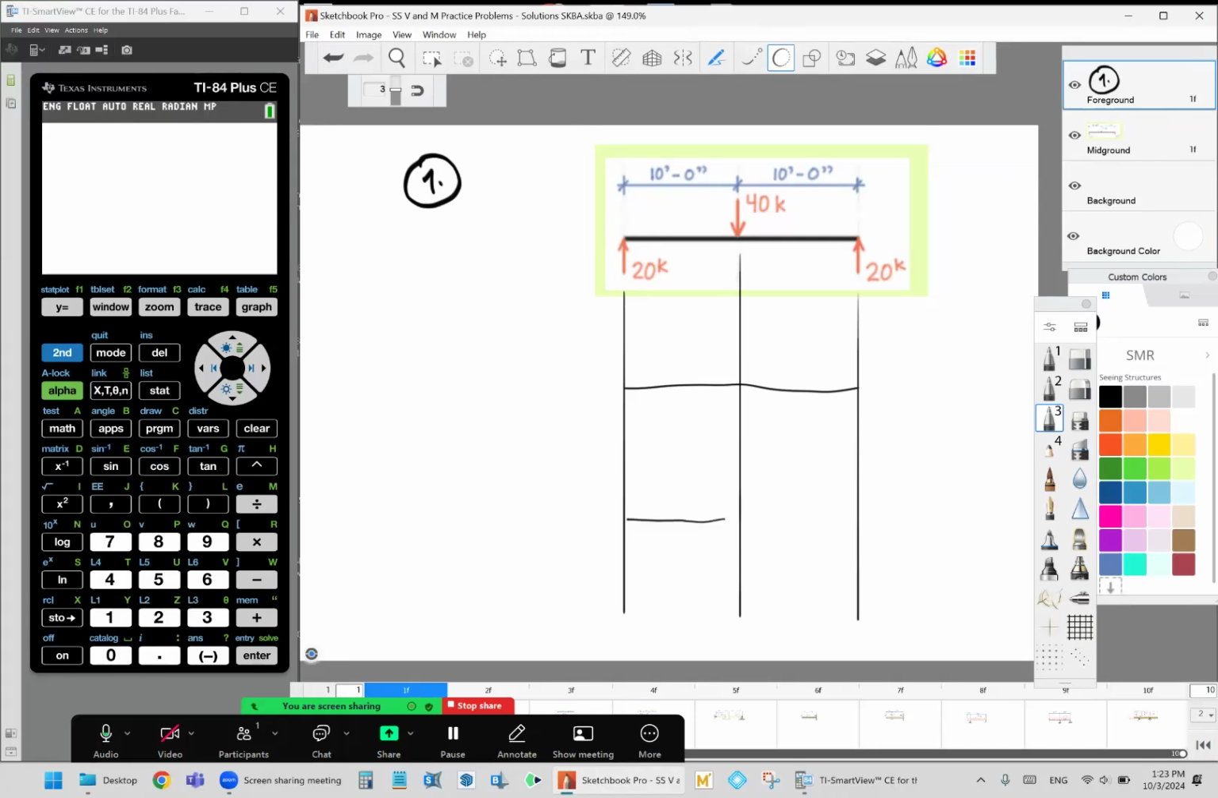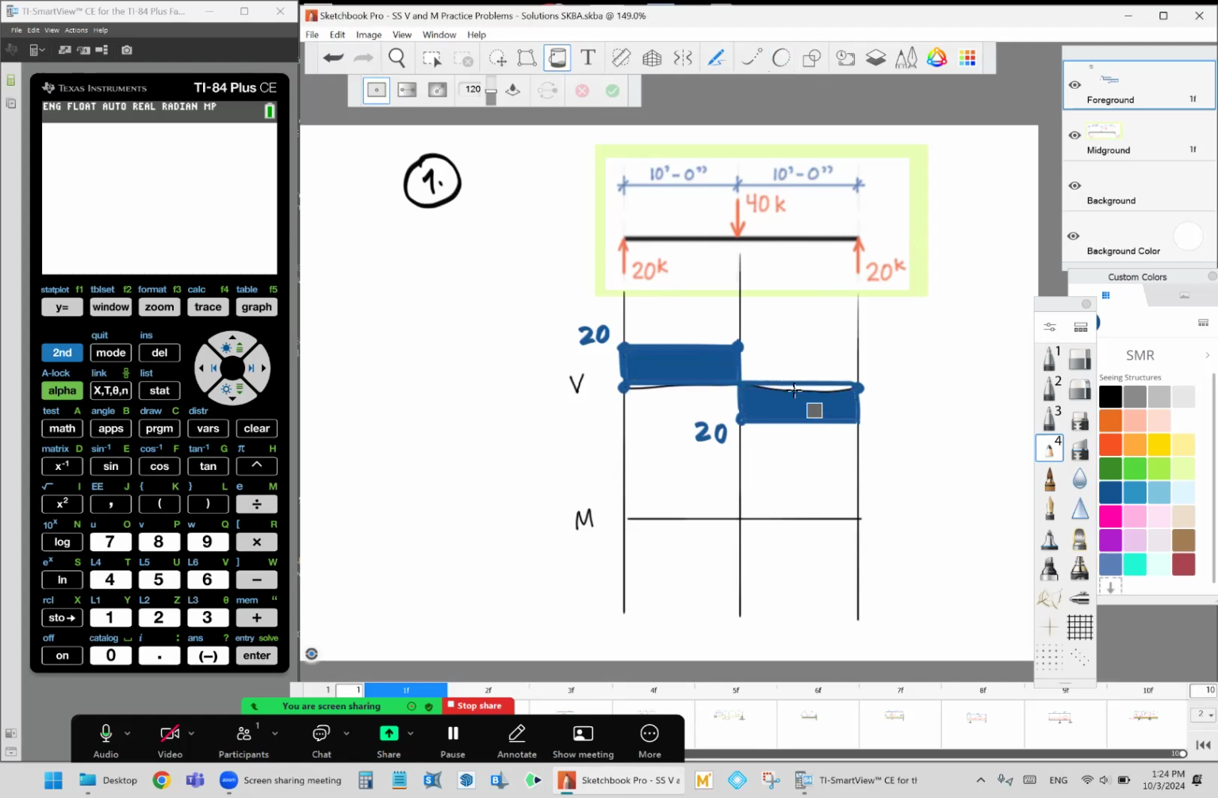But we're going to do something like this. To our shear diagram and our moment diagram. And for our shear diagram, start at 0, follow the direction of the arrow. Nothing happens. Follow the direction of the arrow. Nothing happens. And follow the direction of the arrow to get back to 0. Okay, so there is our finished shear diagram.